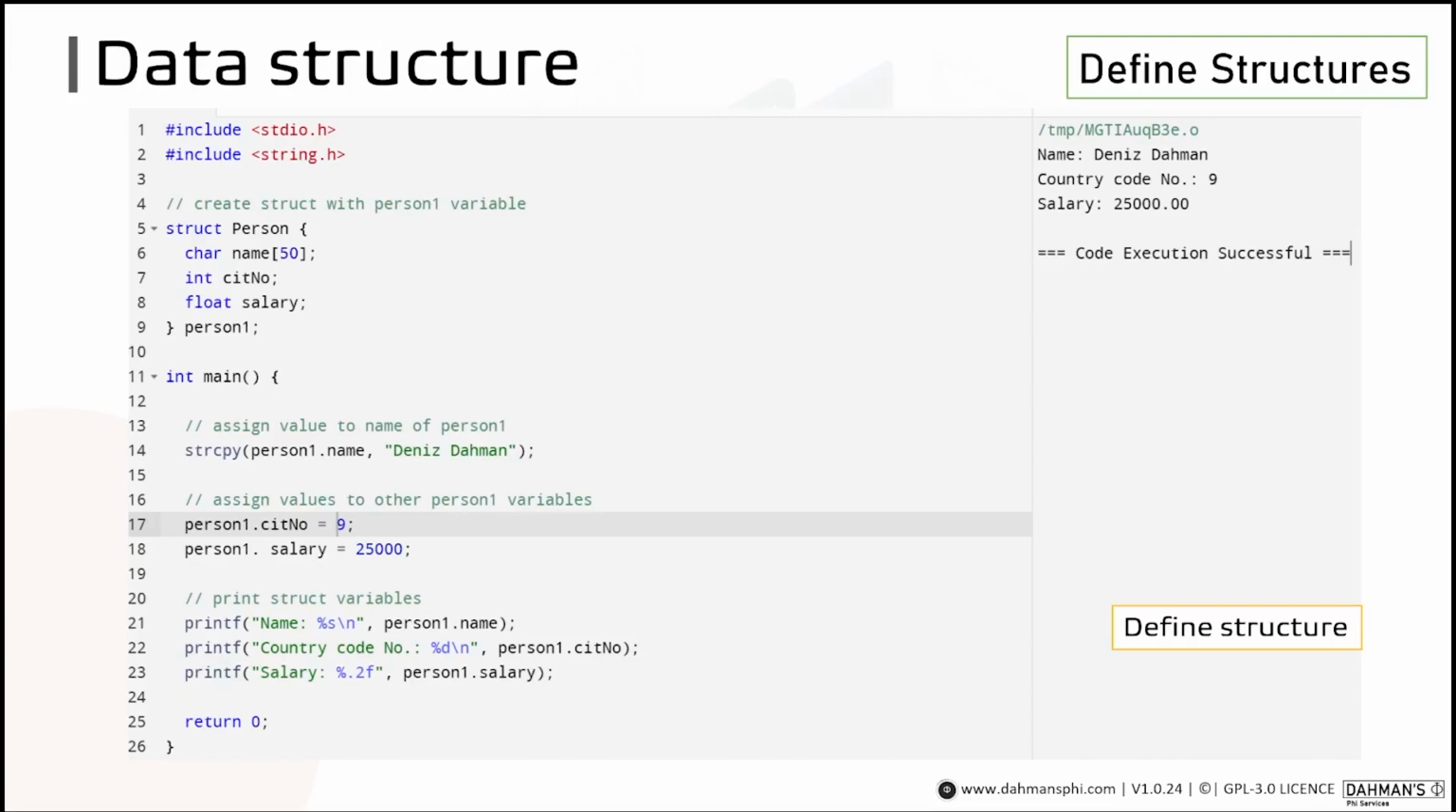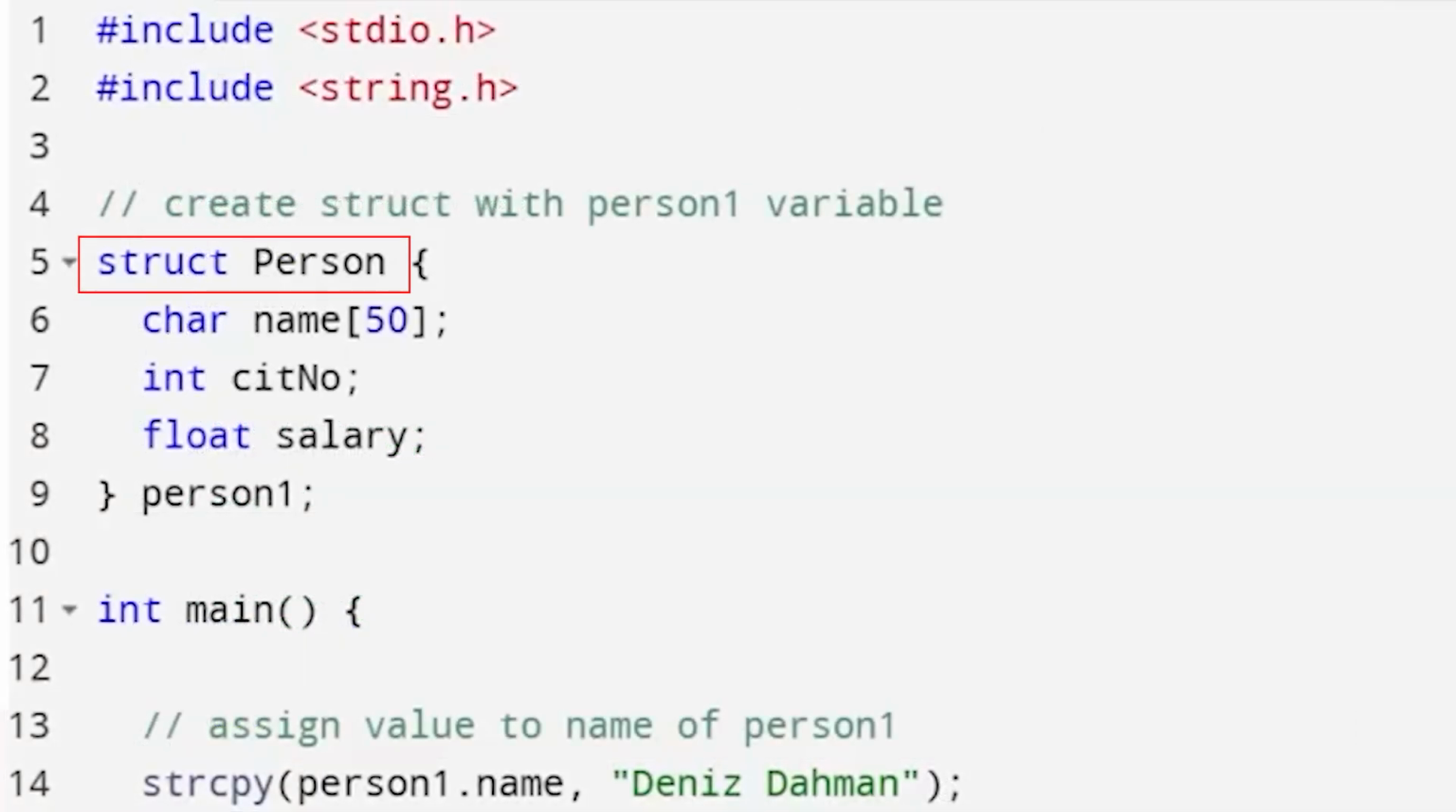Let's look at the screen here, the first way of defining a structure in C programming language. First, we use the keyword struct, and then we indicate the name of this data type, that is called person. Now, within that person, we can open two curly brackets that include the different data types. So in this case, we have three different data types. The first is of type character, an array called name of size 50. And then we have city number of type integer, and then we have salary of type float.